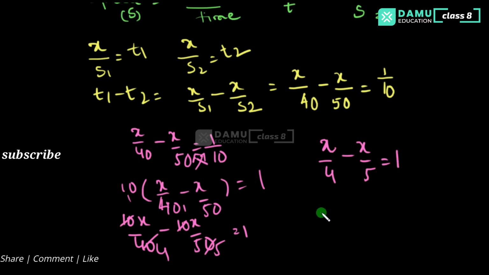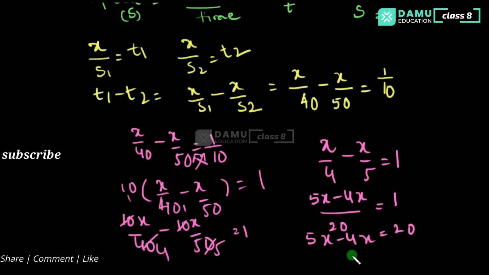Let's take the LCM of 4 and 5, we get 20. So 5x minus 4x will be equal to 20. Then x will be equal to 20 kilometers. So x will be equal to 20 kilometers.